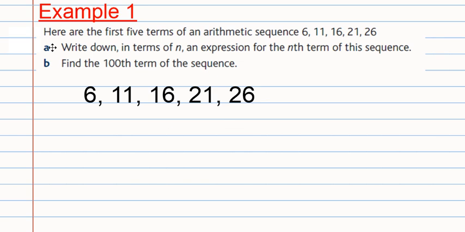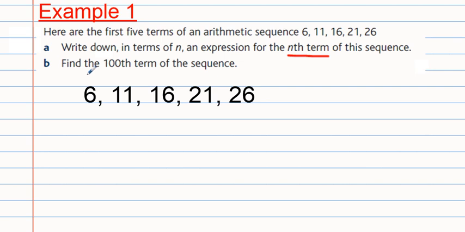Example 1. Here are the first 5 terms of an arithmetic sequence. Write down an expression, in terms of n, for the nth term. Okay, so we're looking for the nth term of this sequence. Each number in the sequence is called a term.